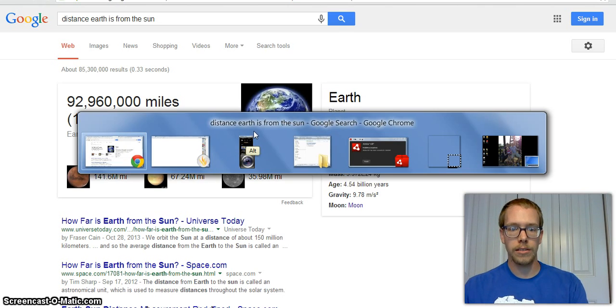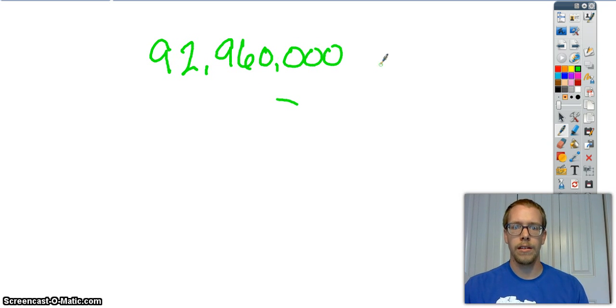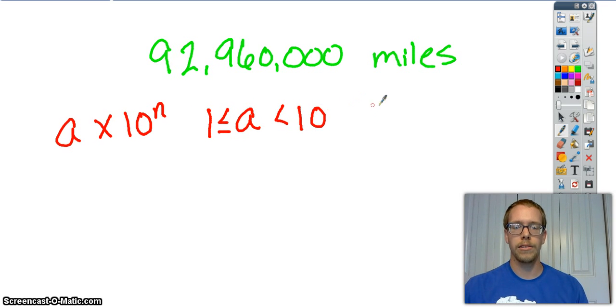So let's take a look. Let's go back to where we had started. The Earth is 92,960,000 miles from the Sun. So how would we write that in scientific notation? Well, let's go back to our definition. Our definition says that scientific notation is a product of some number, let's call it A, times 10 to some power. And A has got to be between 1 and less than 10. So really between 1 and 9.99, or 9.9999, however many nines are after that.